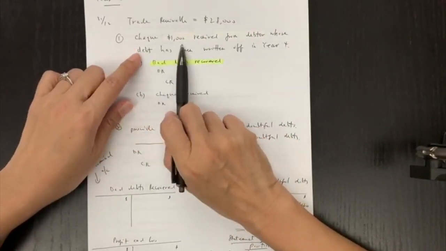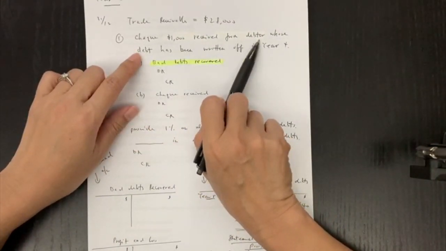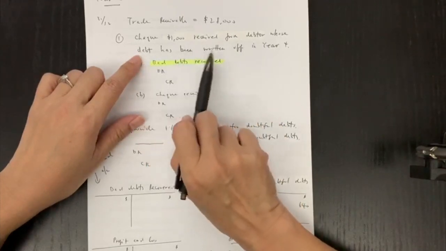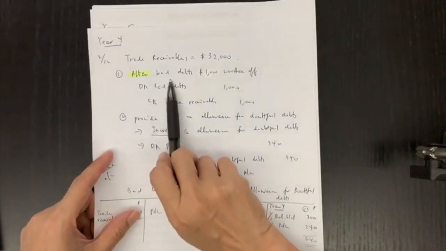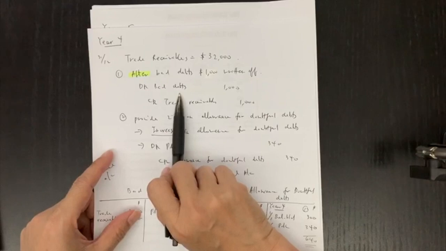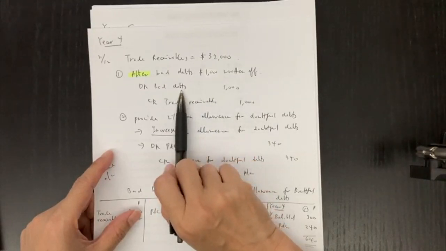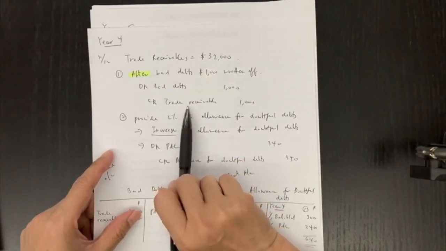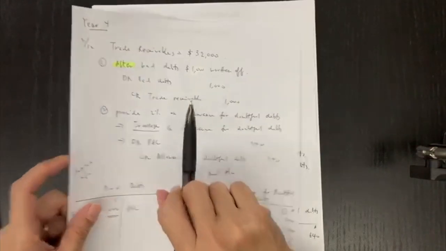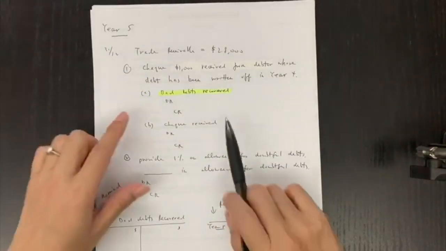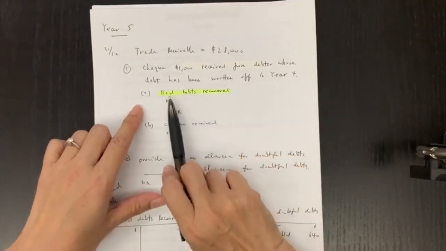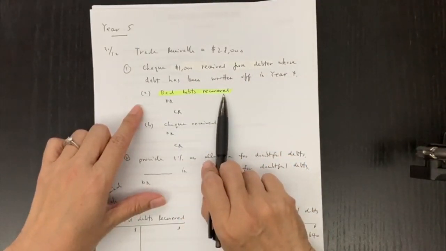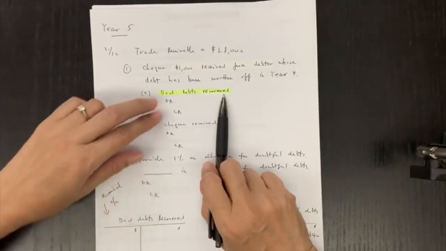All right, so the new thing is this. So check 1,000 received from a debtor whose debts had been written off in year 4. So do you remember that in year 4? So let me go back to year 4. We have this bad debt 1,000 written off. What is the meaning of bad debt 1,000? That means this customer will pay us no money. Okay, but now we have good news. Now we have a check received from the same customer. All right, so we call that bad debts recovered. So which will be exactly opposite to bad debt written off.